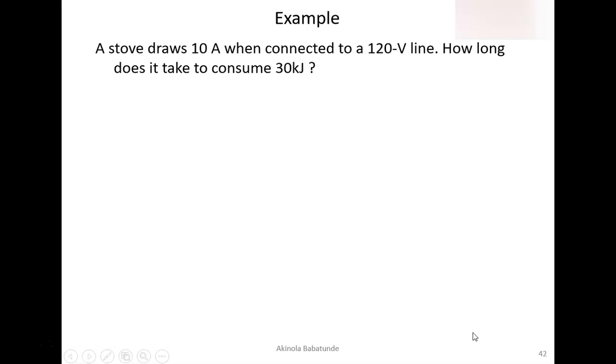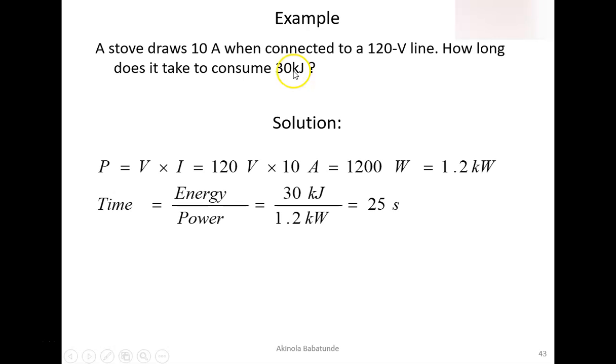Here is an example we can quickly demystify together. A stove draws 10 ampere when connected to a 120 volt line. How long does it take to consume 30 kilojoules? So we have 10 ampere, that's the current. We have 120 volt, that's the voltage. We have 30 kilojoules, that's the energy. So we are expected to find the time. How long does it take to consume 30 kilojoules?